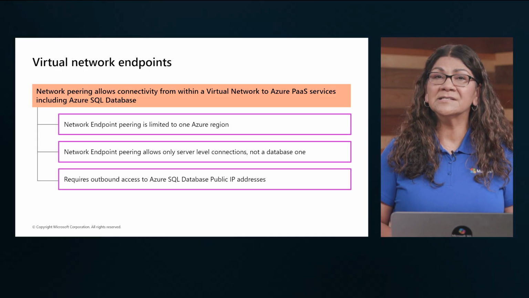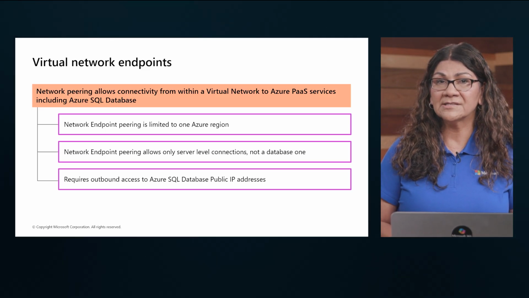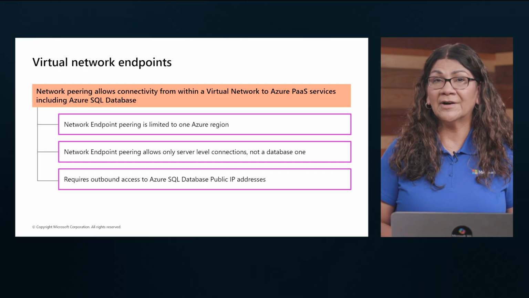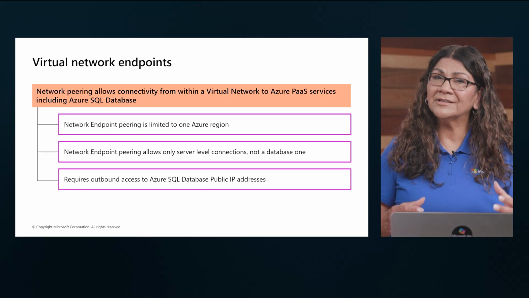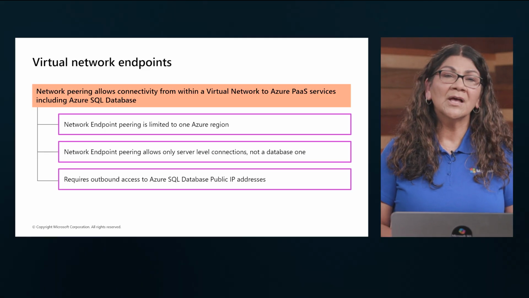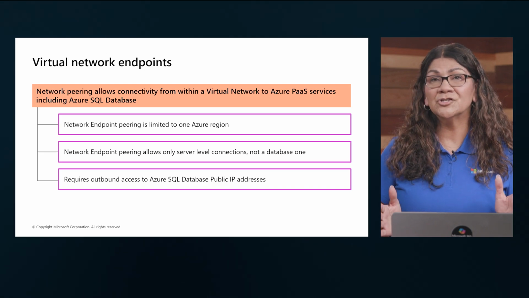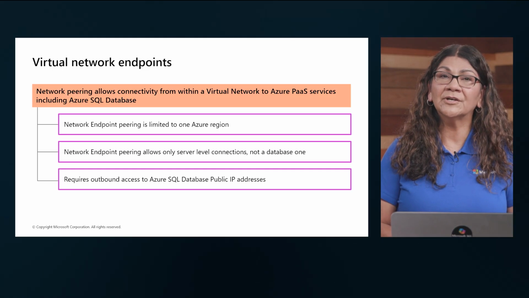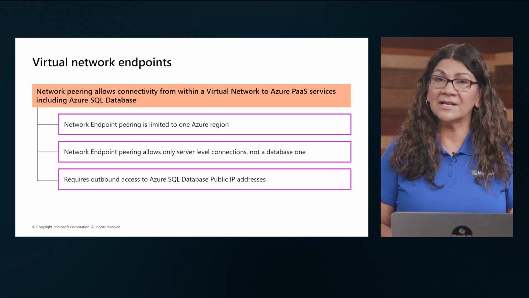Additionally, peering supports only server-level connections, not database-level access, which simplifies connectivity for environments managing multiple databases, but limits granularity and access control. Another critical point is the need for outbound access to Azure SQL Database public IPs, which must be configured in your network security settings to allow communication with the database.